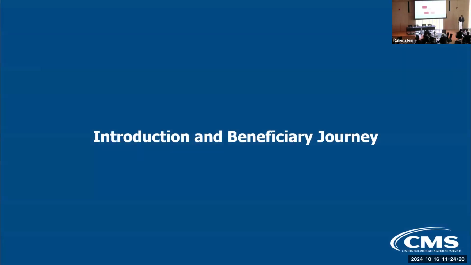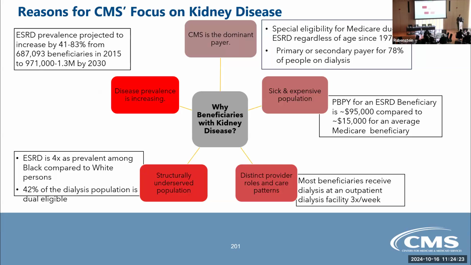So I want to start off with intro, and there's already been a lot of great intro by a lot of folks today, but just to show why CMS is so focused on kidney disease, and some of which were covered, some of which were not. So one is that CMS is the dominant payer, that there's the special eligibility for Medicare and the primary or secondary payer for about 80% of people on dialysis. 2 is it's a very sick and expensive population, about 6 times as expensive as the average Medicare beneficiary. About 45 to 50,000 of that is dialysis costs, but the rest of it is due to extra physician costs, hospitalizations, from being such a sick population.